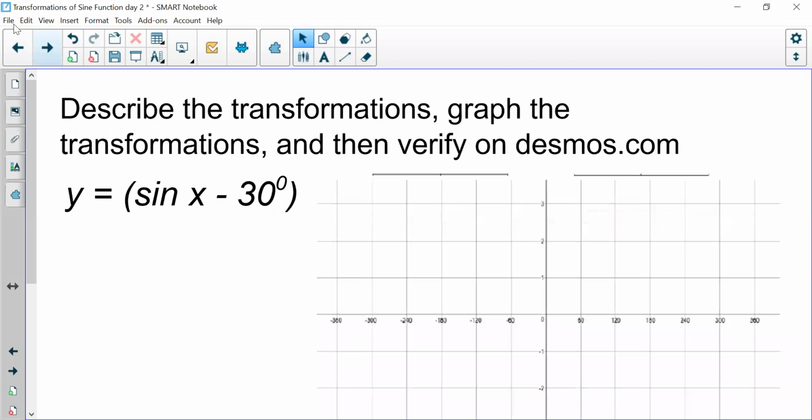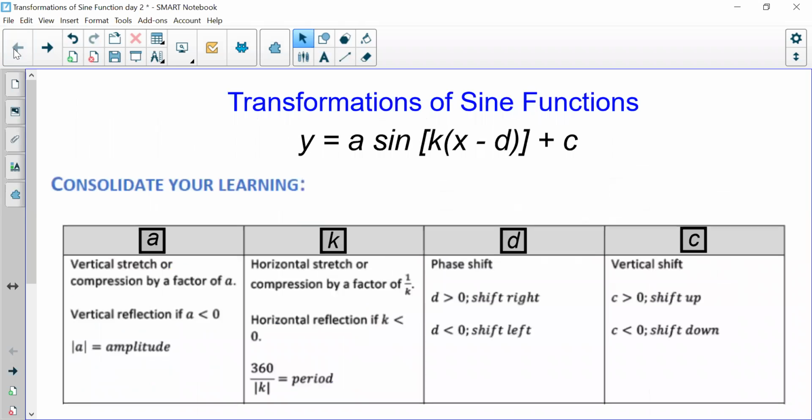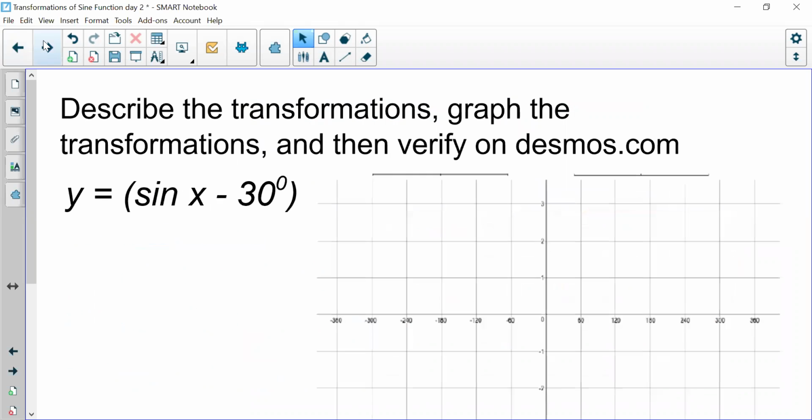This -30, is it A, K, D, or C? It's in brackets with X. So what do you think? D. So it should shift it left or right. Now, please remember, it's very much like your quadratic formula. It's a -30. So did this shift it left or right? Right. Good, Nicole. So if I grab Desmos, this should shift to the right.